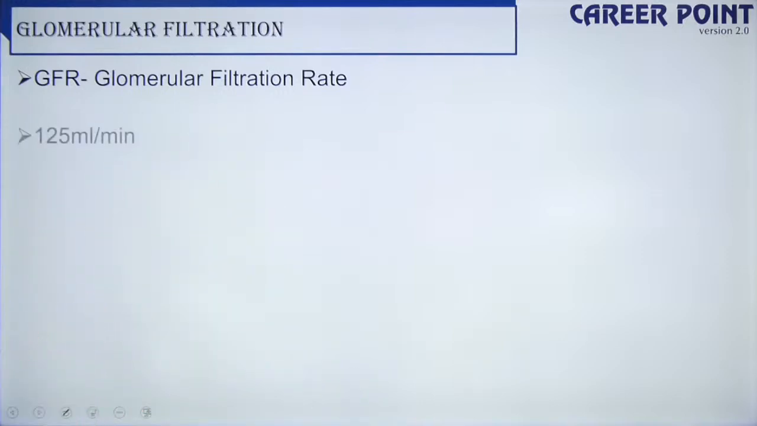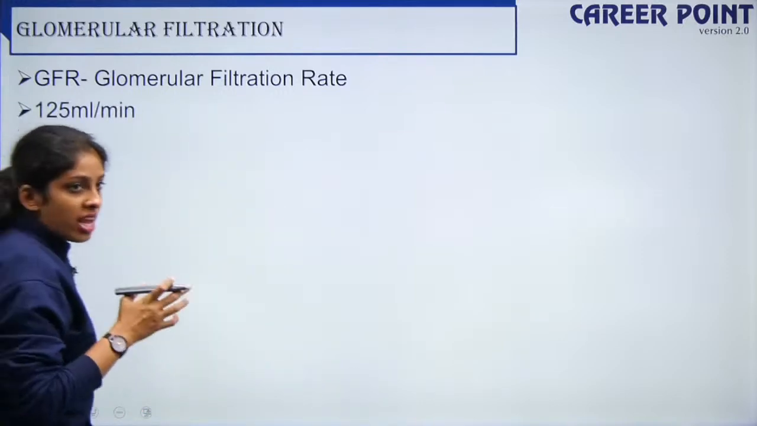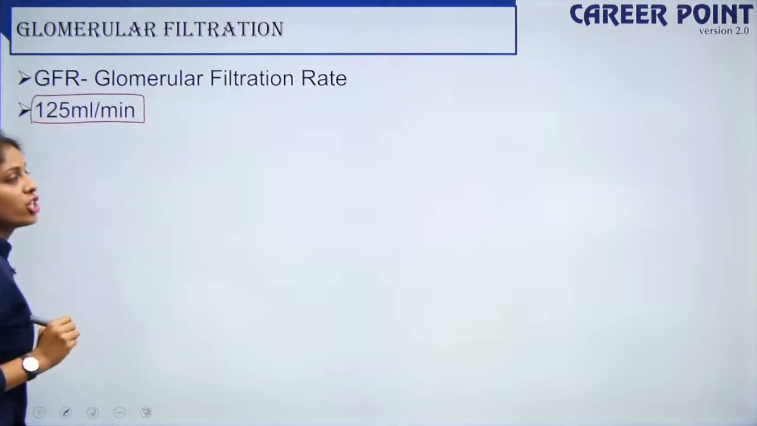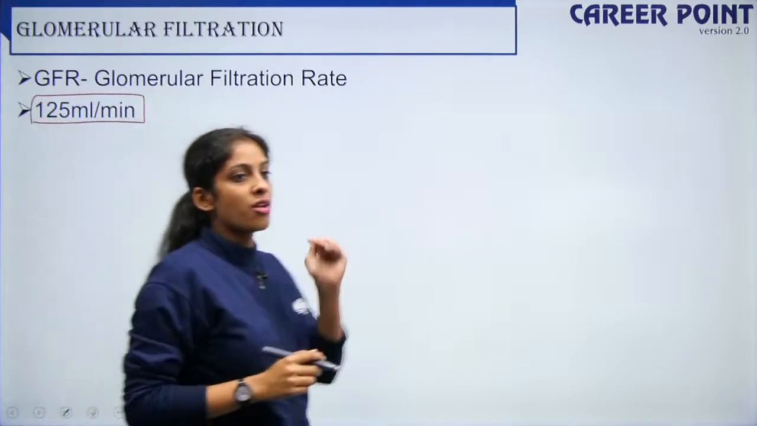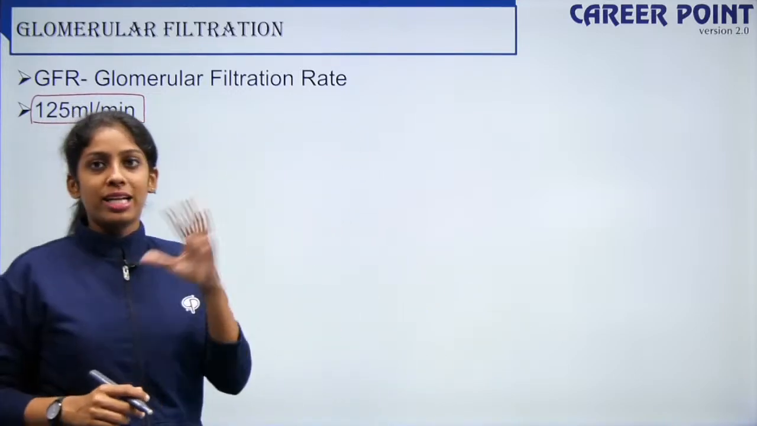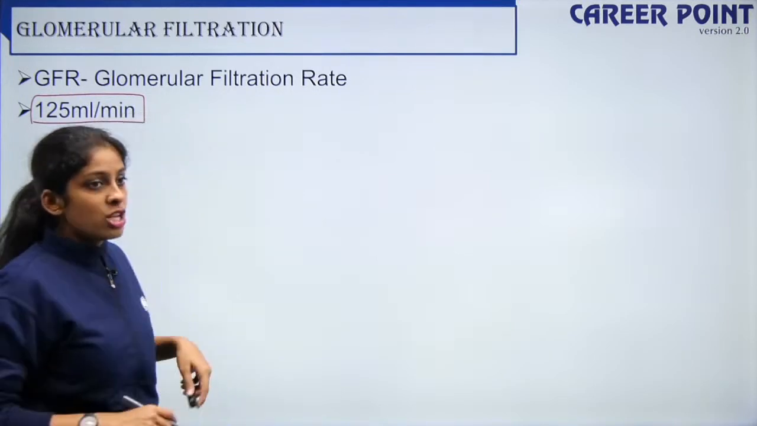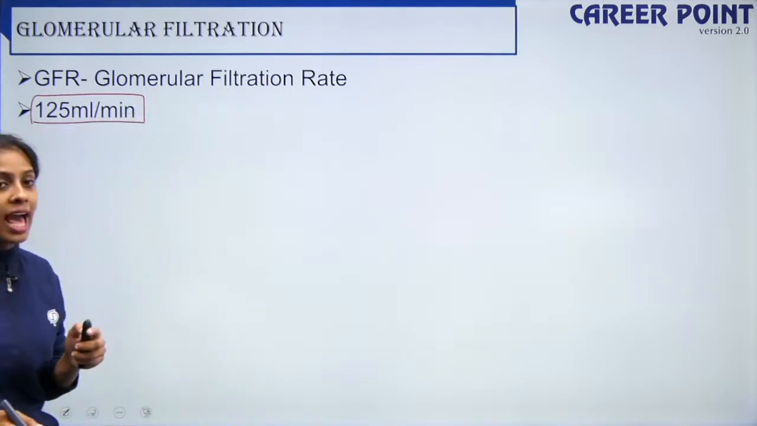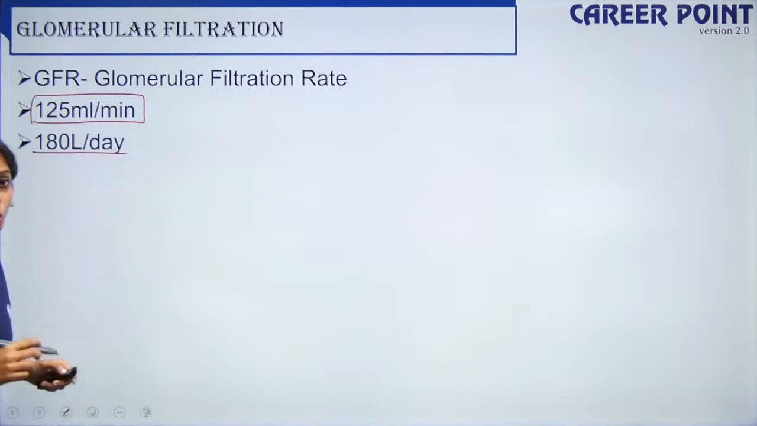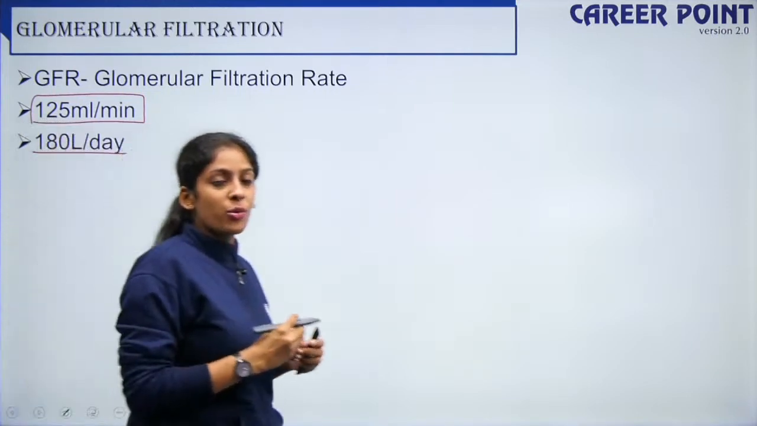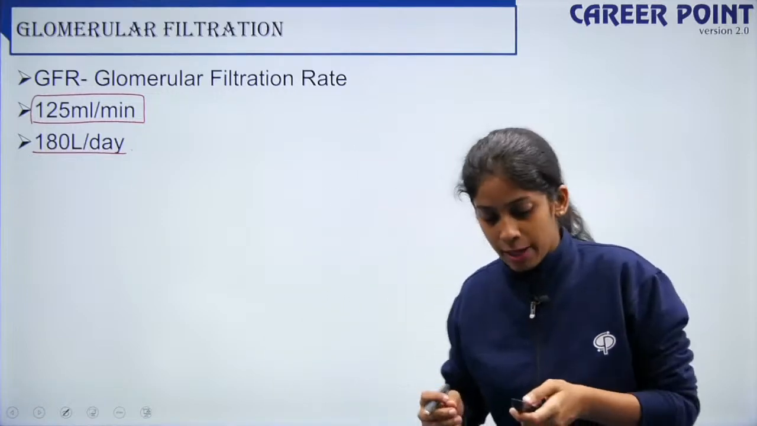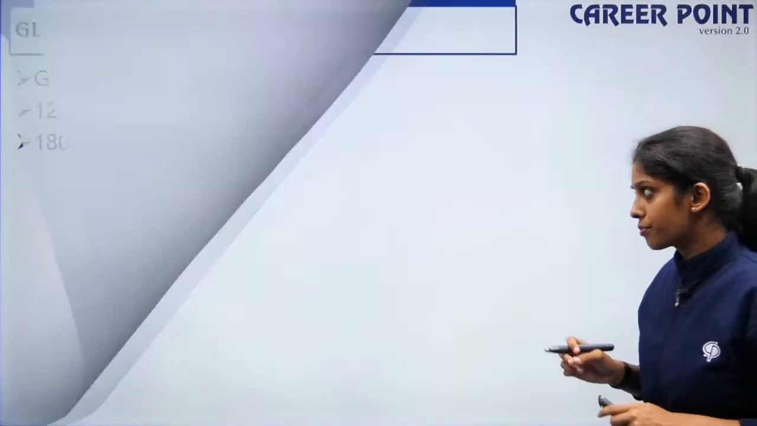Okay, so the normal GFR is 125 ml per minute. So per minute your glomerulus filters 125 ml of the blood that is coming from the heart. Okay, so this is per minute. Then how about in a day? It is 180 liters per day. Oh my god. Your kidney has to be very efficient because it keeps filtering 180 liters per day. That's amazing, isn't it? Fine.